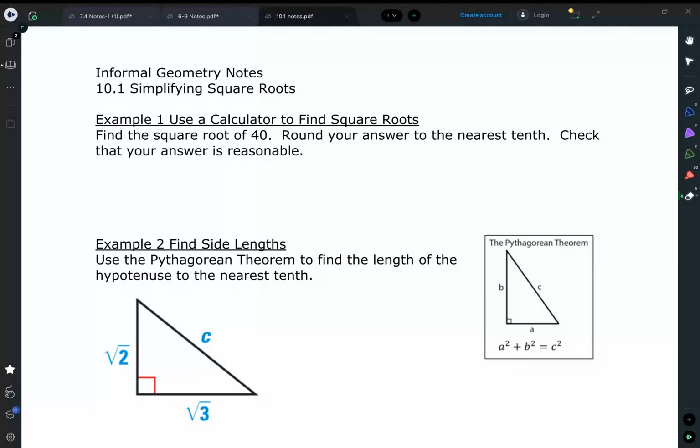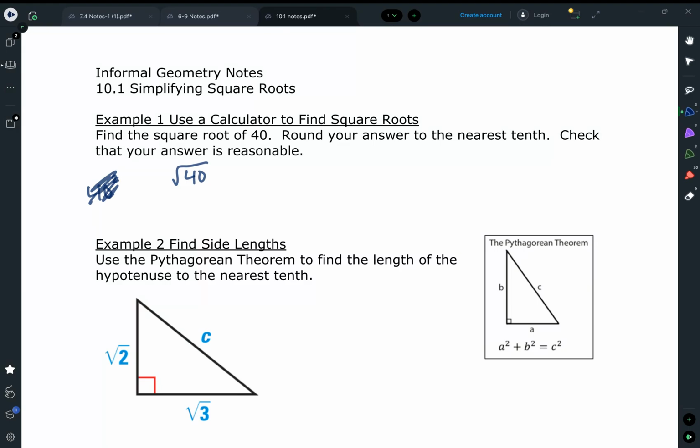So it's really important that when we say square root, we mean this symbol. We do not mean like 40 with the little 2. That's squared. That's not what we're doing. We're doing a square root. So remember, the square root should be the number that if we multiply it by itself, we get 40.